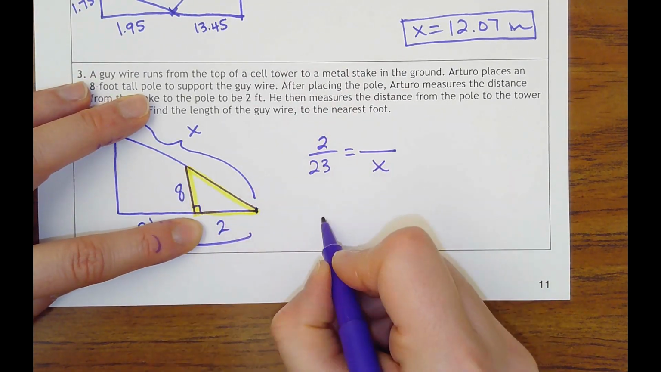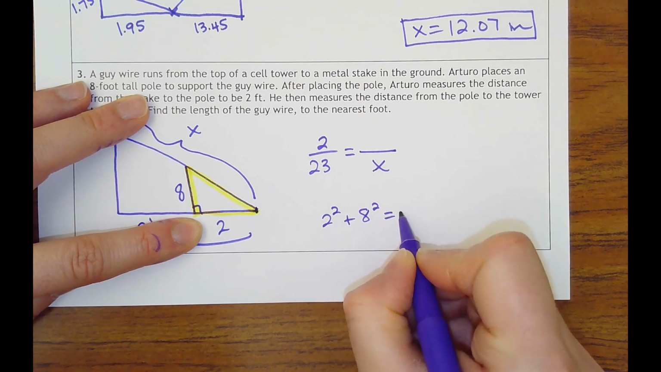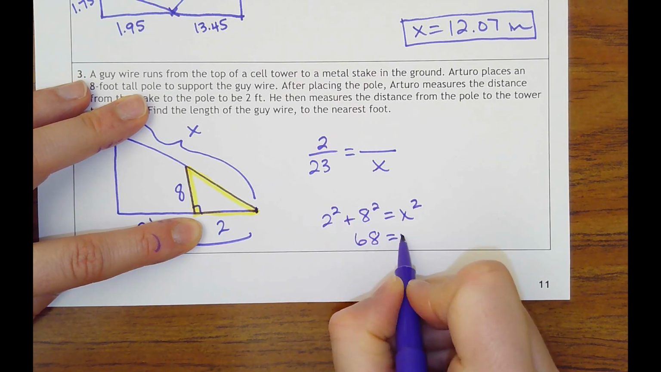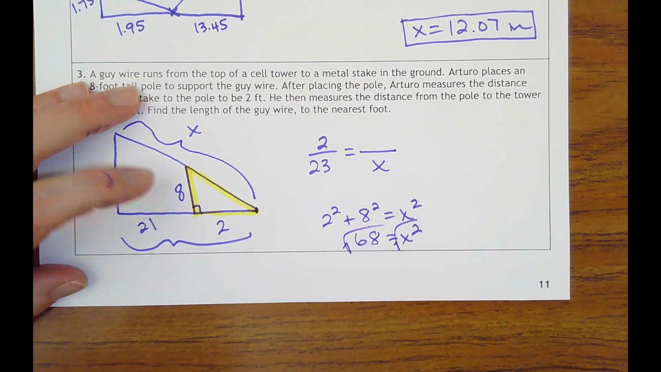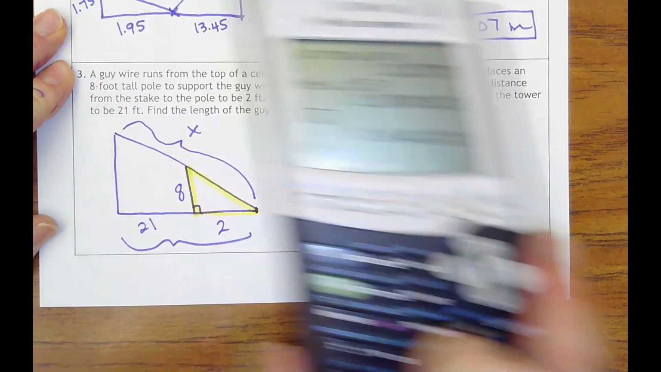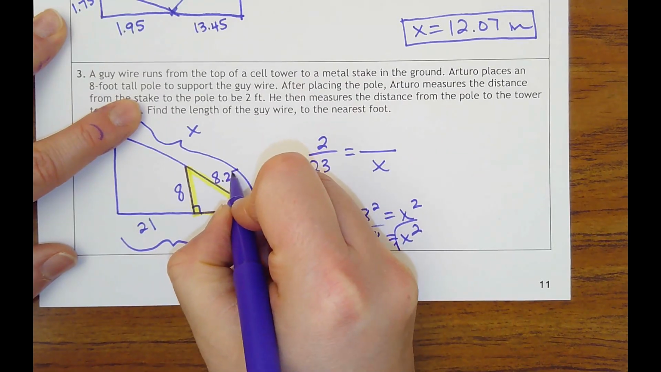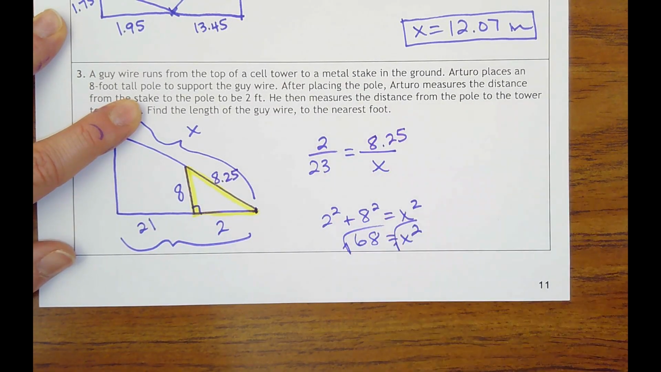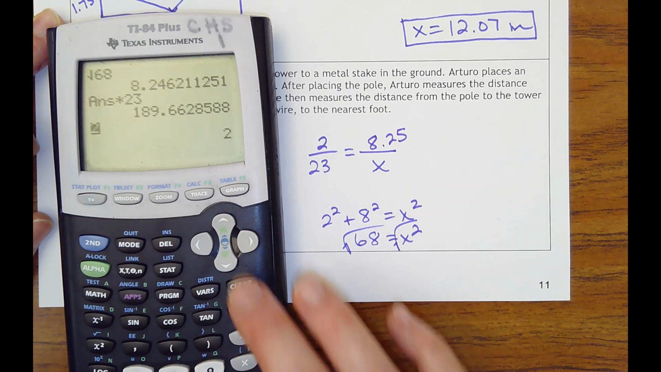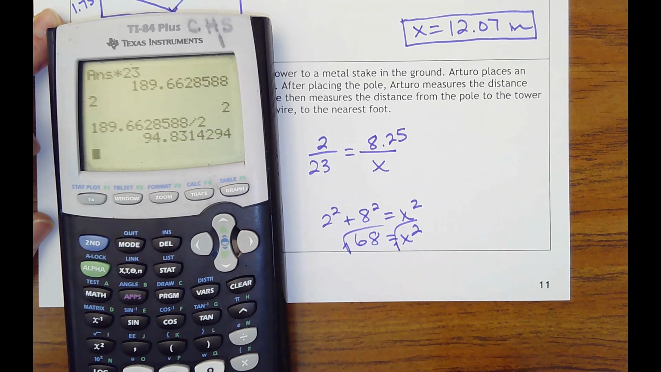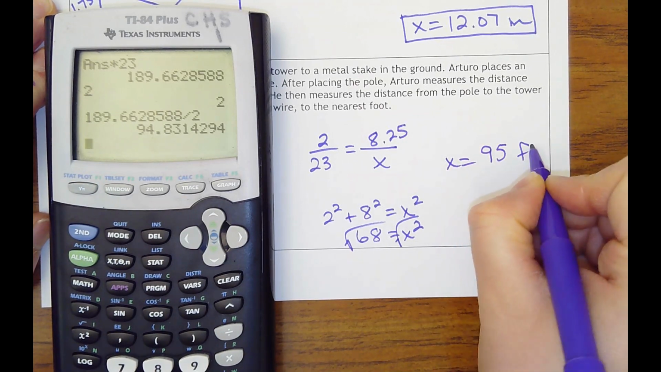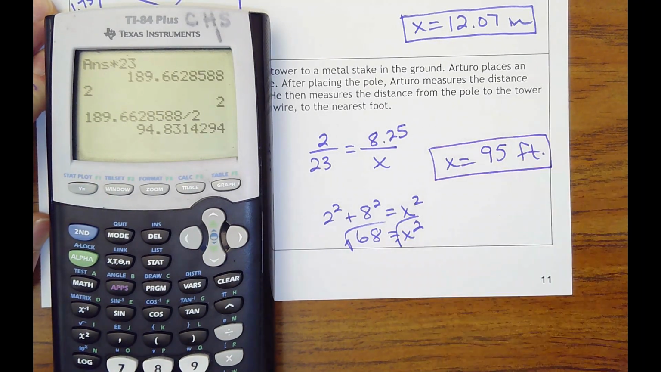These are my legs, 2 squared plus 8 squared. That'd be 4 plus 64 is 68. You have to square root 68. About 8.25 is what I'm going to say it is. And then cross multiply. Going too fast. And then divide by 2. So I get to the nearest foot about 95 feet is what the guy wire is. And that's it.